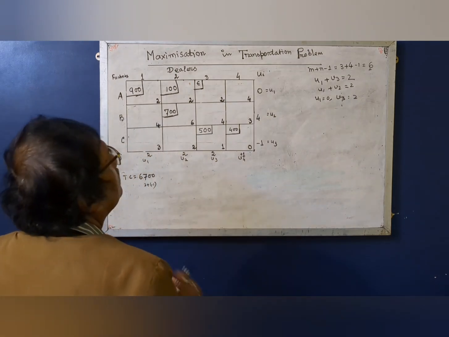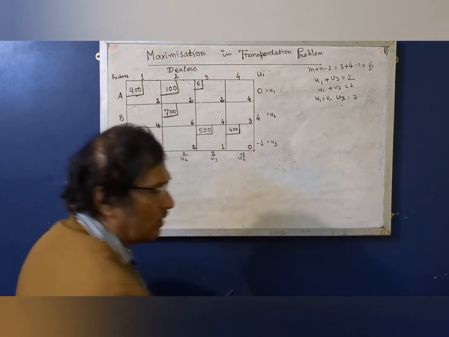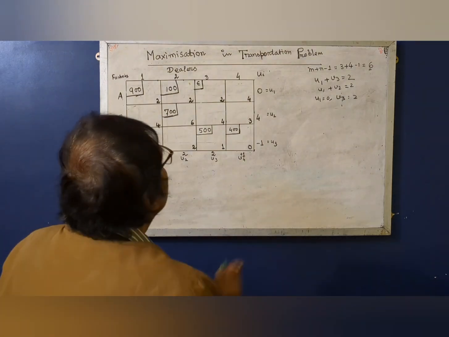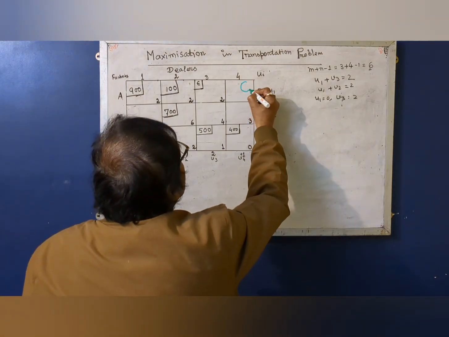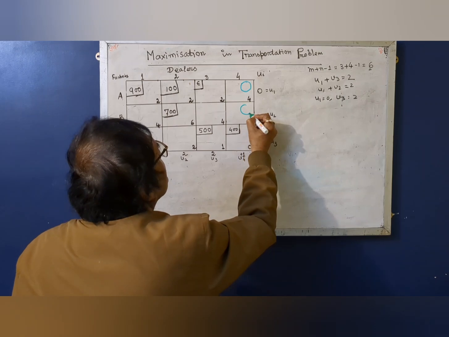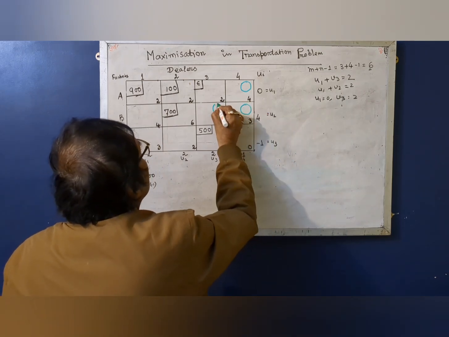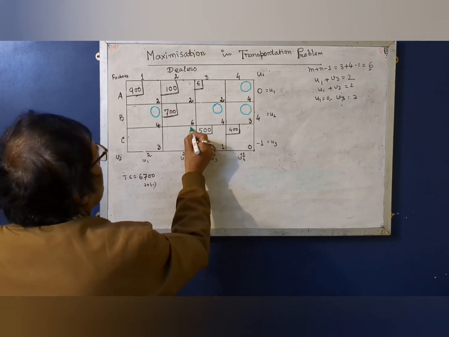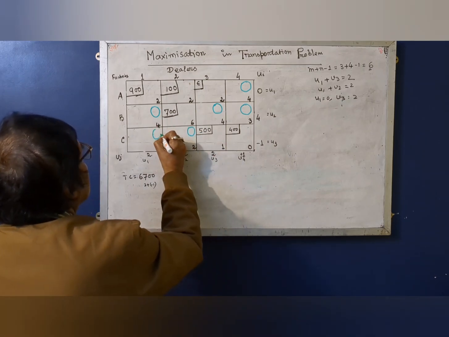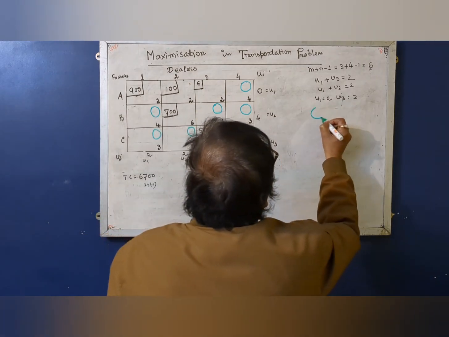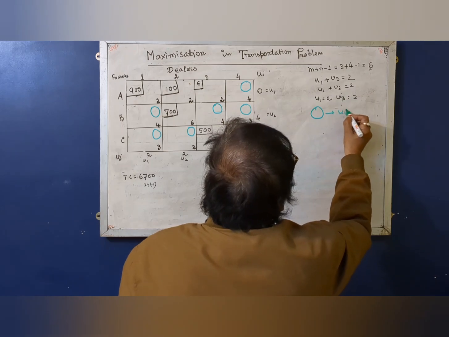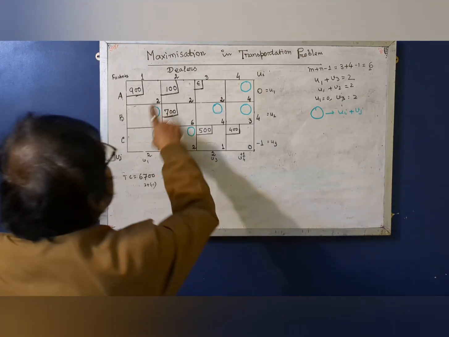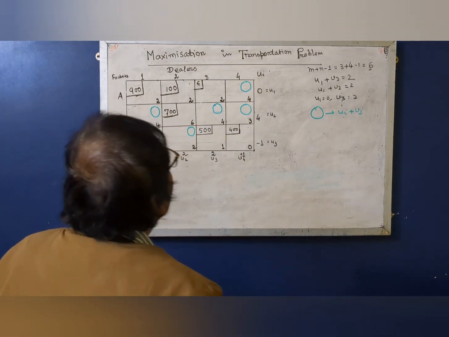Now the next step, what will you do? The next step is you have to find out the ui plus vj for all the non-basic cells. These are the non-basic cells, with no basic allocations. That's why all these are the non-basic cells. And in the circles, we write ui plus vj. For all non-basic cells, you have to put the ui plus vj.